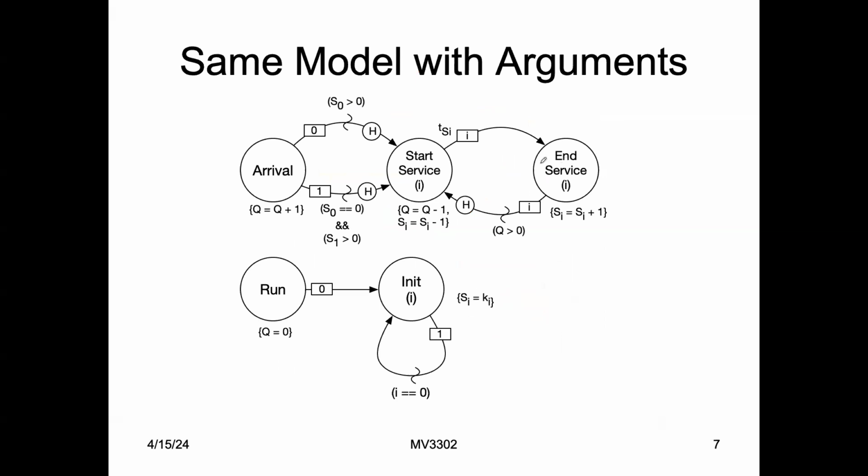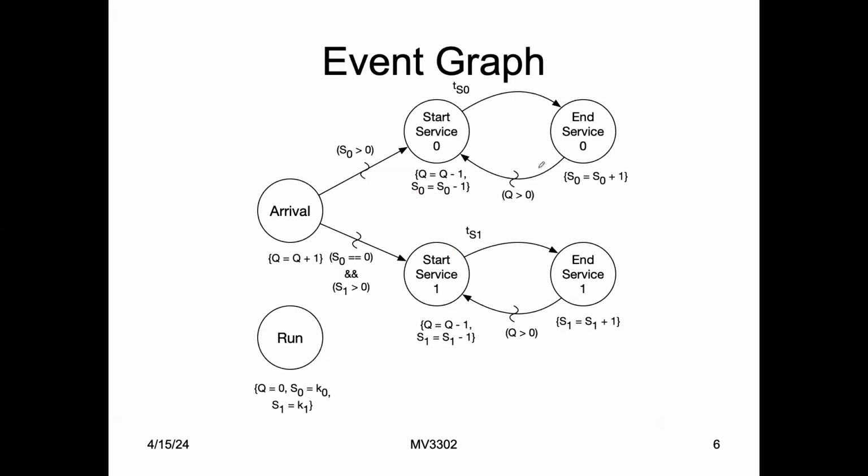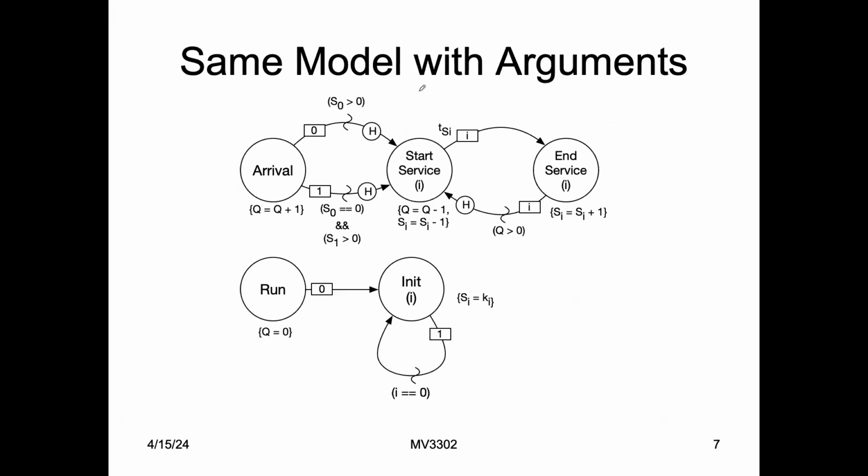Okay, now the other interesting thing is that when you see events that are almost pretty much the same, like the start service 0, the 0 shows up here, and the end service 0, the 0 shows up here, and similarly the 1 shows up here and the 1 shows up here. What that suggests is that there may be a way of combining these into one event and making it an argument. And that's basically what this does.